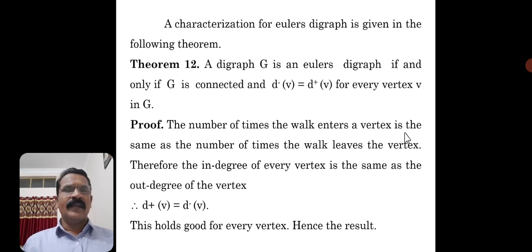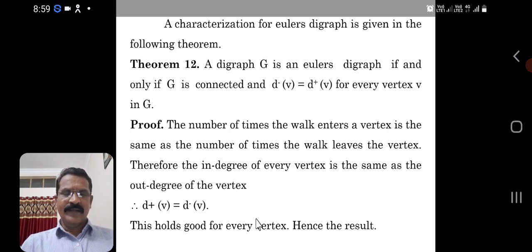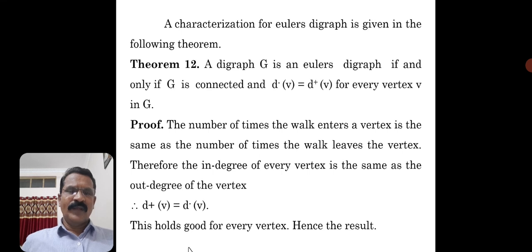So let us consider the other one. If you consider that the in degree of every vertex is equal to the out degree, then what can you say? You can say definitely it will be an Eulerian digraph. So this is a simple result with a simple proof. A digraph G is an Euler's digraph if and only if G is connected and the in degree of V is equal to the out degree of V for every vertex V in G. So how to prove the result?